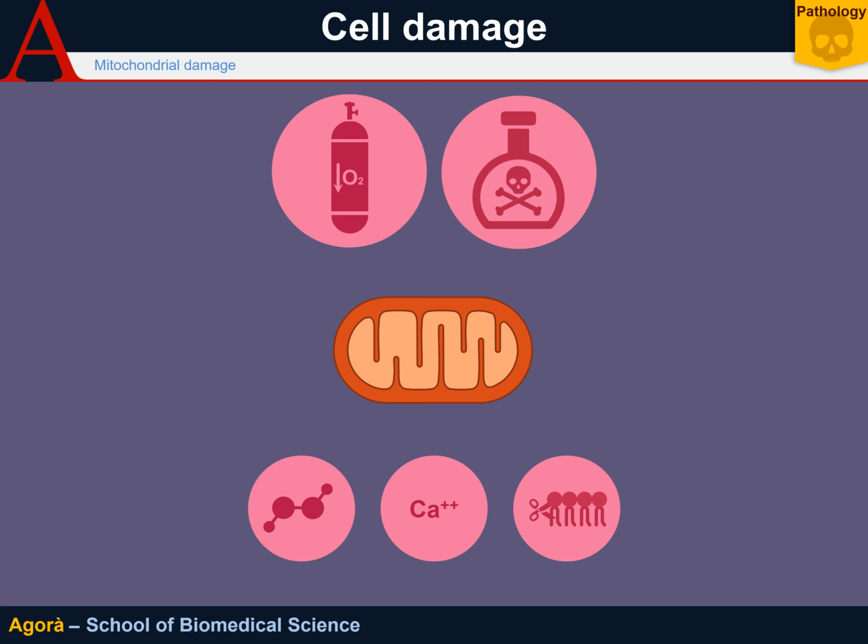But the most severe damage occurs when forming the so-called transition pore on the mitochondrial membrane. Transition pores connect the inside of the mitochondrion with the outside of the cell, and as we're going to see during our lessons on cell death, this leads to severe consequences.